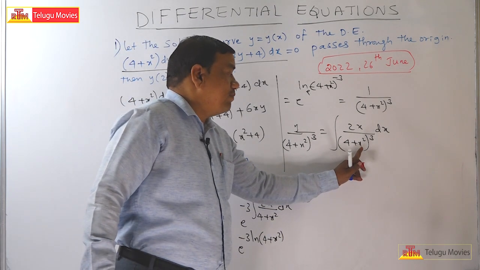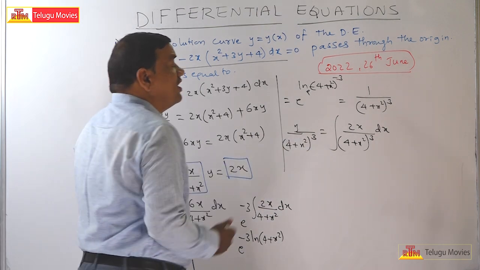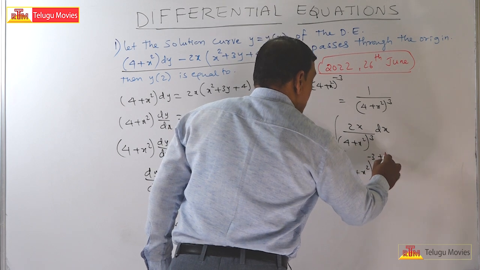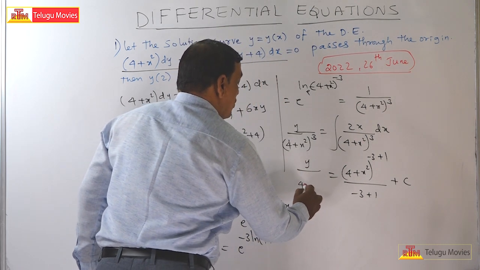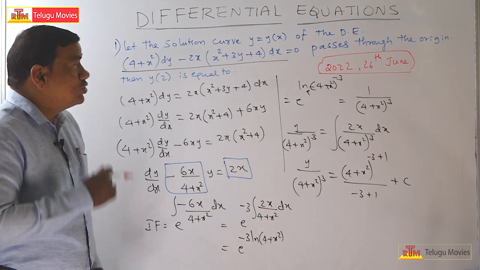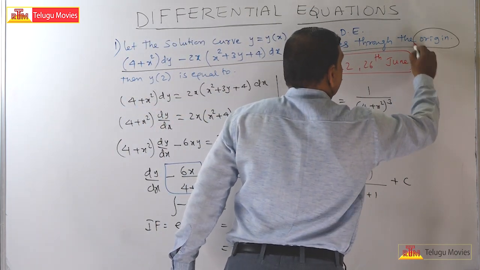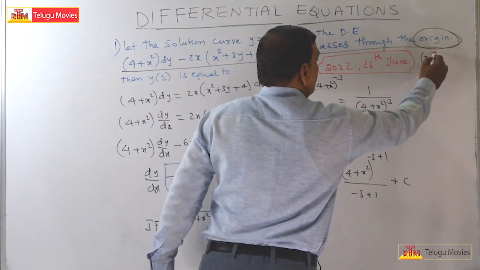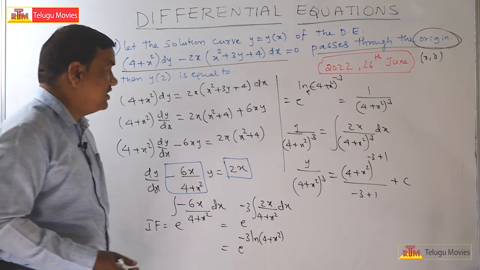If you observe here, the derivative of 4 plus x square is 2x only, and it is in the numerator. So what will be its integral? This is (4 plus x square) whole power minus 3 plus 1 by minus 3 plus 1, plus c. This is a (4 plus x square) whole cube. Okay now, very nice. To find this constant of integration, one hint is given: the curve passes through the origin. Origin means 0 comma 0. So wherever x is there, substitute 0, and wherever y is there, substitute 0. See what happens.